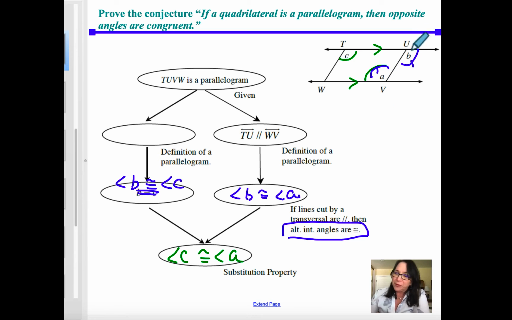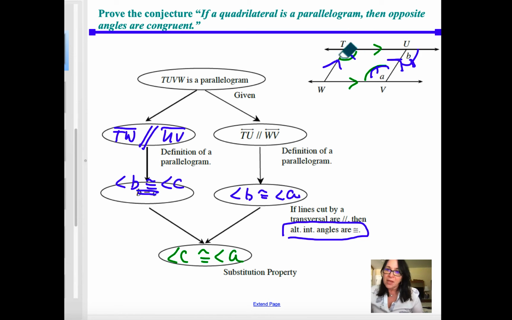And the reason for that, for B to be congruent to C, would be because these lines are parallel. And I would have to say these lines are parallel. So I would have to say TW is not congruent, but TW is parallel to segment UV. And if I did that, then I could say B is congruent to C. So realistically, what we have is this.